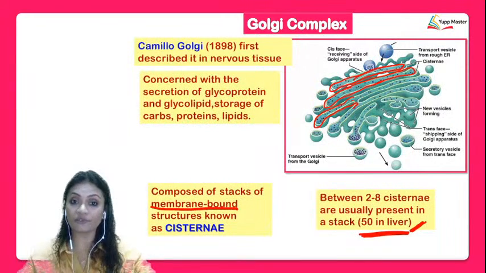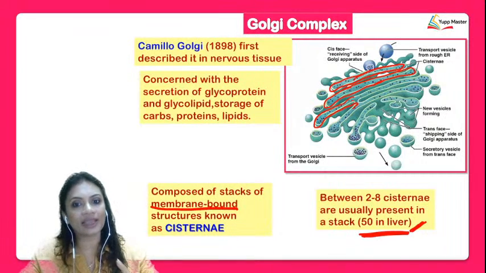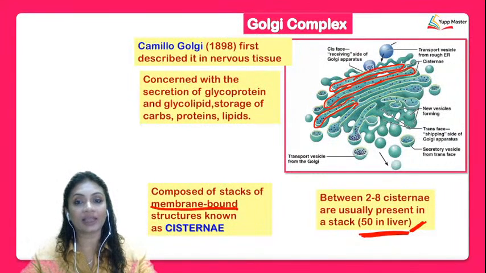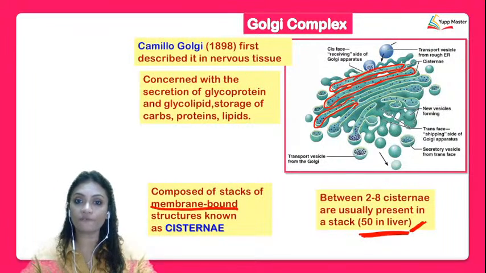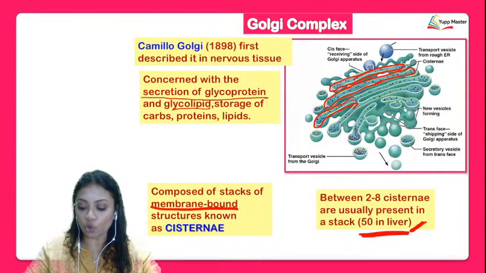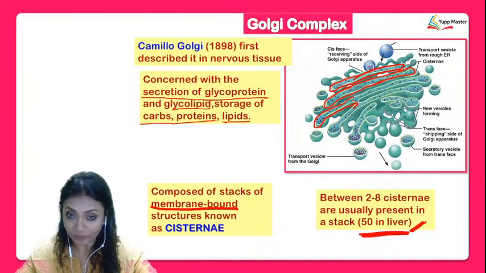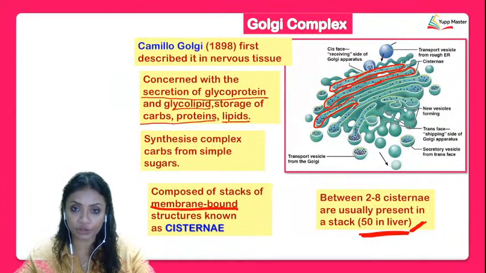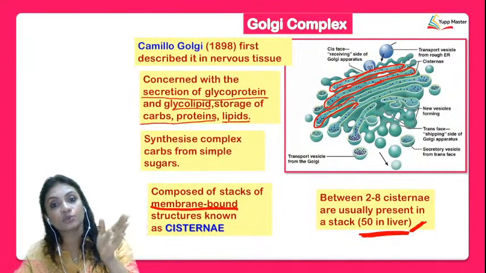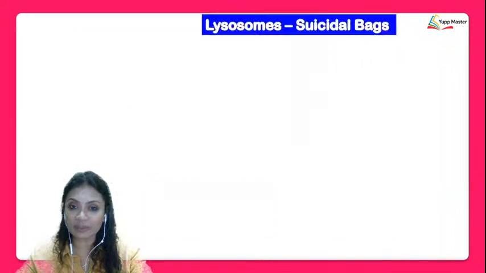Also, we see what is the function of the Golgi complex. It is concerned with the secretion of glycoprotein and glycolipids. Glycoprotein means a carbohydrate along with a protein. Glycolipid means a carbohydrate along with a fat or lipid. Next, storage of carbohydrates, proteins and lipids. So basically the function of it is to take simple carbohydrates or simple sugars and convert those into more complex forms. So it synthesizes complex carbohydrates from simple sugars.